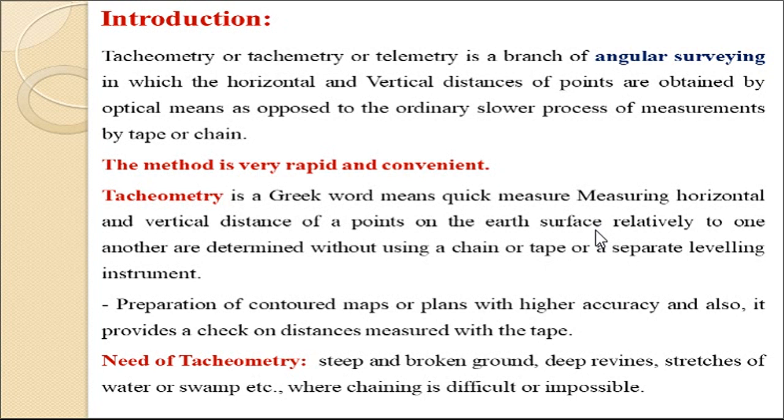Hence, the meaning of tachymetry is the same. Tachymetry is a Greek word that means quick measurement. Horizontal and vertical distances of points on the Earth's surface relative to one another are determined without using a chain or tape or a separate leveling instrument. Here, without using tape, chain, or a leveling instrument, we can measure horizontal and vertical distances quickly, and it also helps to measure the level. It is also used in the preparation of contour maps or plans with higher accuracy, and it provides a check on distances measured with the tape.